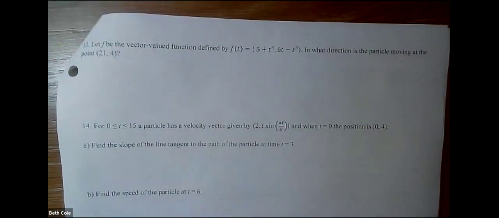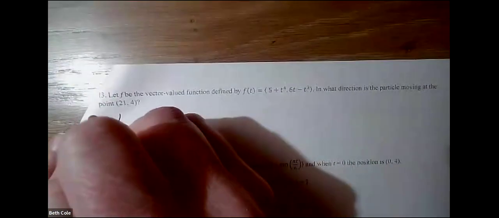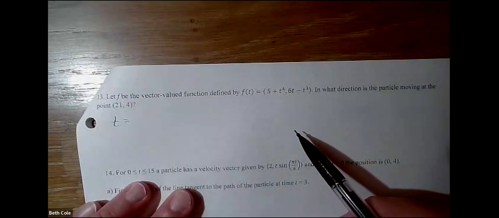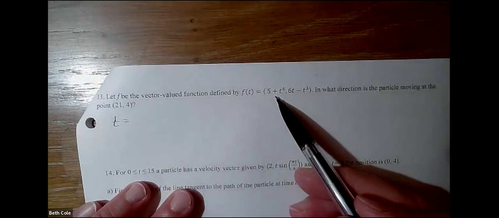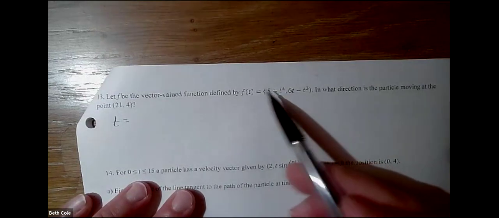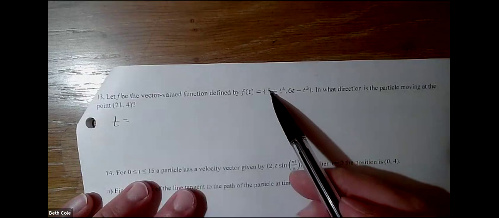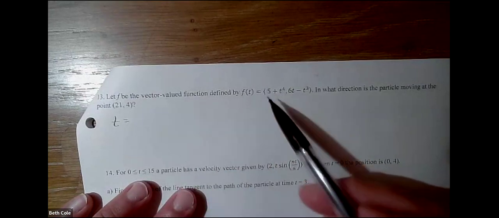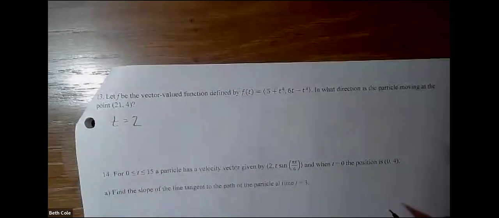All right, so we have our vector valued function. In what direction is the particle moving at the point (21, 4)? First thing we need to do is find what t is. They don't give us t for this one. So I'm going to sort of decide which one of these looks easier to deal with. Let me see, probably this first one. If you set this equal to 21, 21 minus 5 gives you 16. I need to think what number to the fourth would give me 16, and that would be 2.